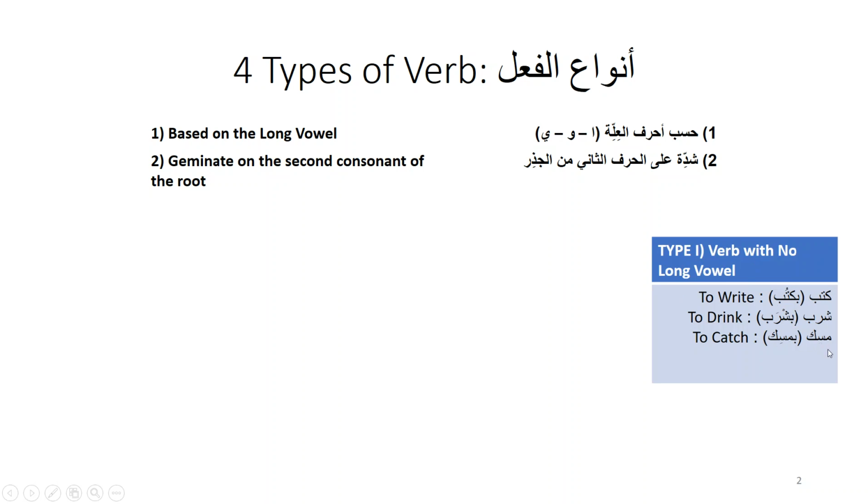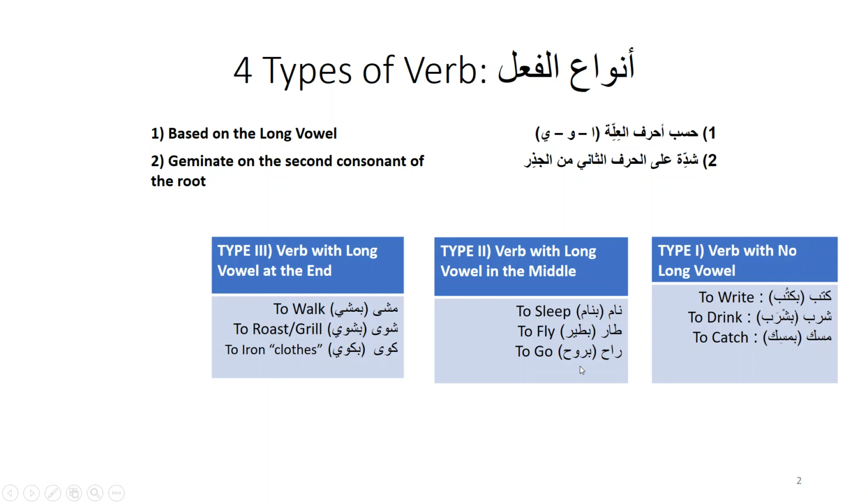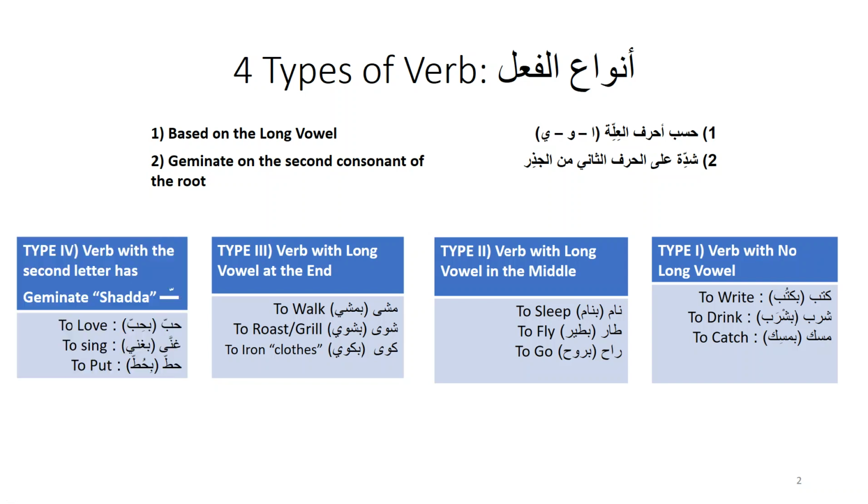We see the root has all consonants, basically four letters. The second type are verbs with a long vowel in the middle, like nam, binam, طار, بيطير, راح, بيروح. The third type are verbs with a long vowel at the end, like مشى, بيمشي, شوى, بشوي, كوى, بكوي. Last but not least, verbs with a shadda or a geminate on the second consonant of the root, like حب, بحب, غنى, بغني, حط, بحط.